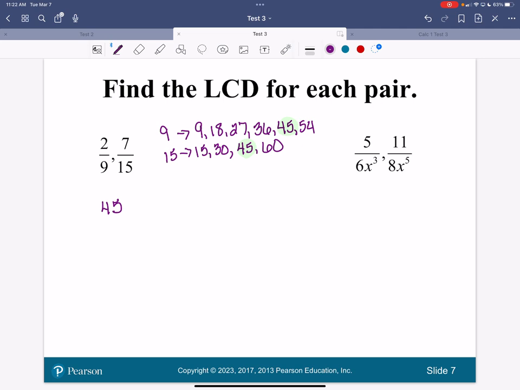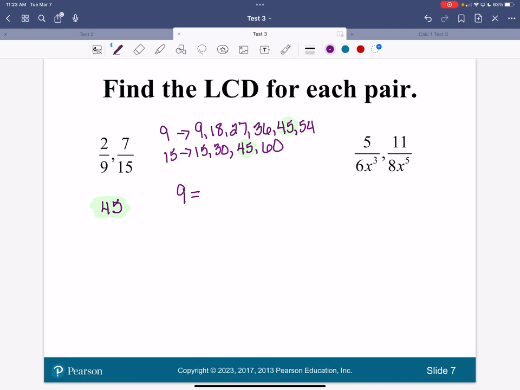Now, once we start dealing with variables, this method does not work as well. This method will only work for numbers. It doesn't work when we are talking about variables. So what we have to do is we have to factor the denominators. Okay? So my two denominators are 9 and 15. So we are going to break that down into primes. That means we're going to factor it.